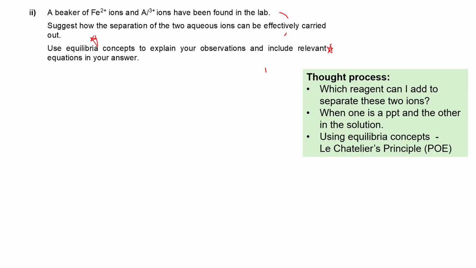So your thought process should be this. Which reagent should I add in order to separate these two ions? Okay, preferably one should be a precipitate while the other one remains in the solution so that you can separate these two ions out. And furthermore, in the question, they ask you to use equilibrium concepts. Please be very clear. We are looking at Le Chatelier's principle, POE shifting, to explain the observations.